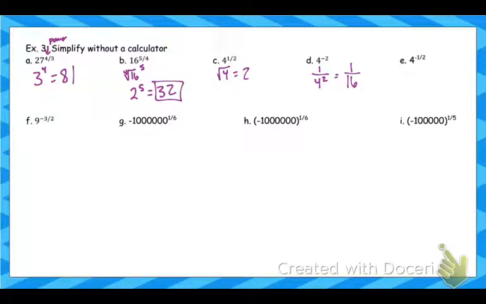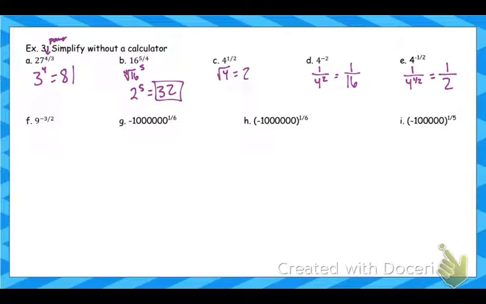So 4 to the -1/2. This combines both of these properties together. So negative exponent moves it to the bottom. 4 to the 1/2, that's the square root. So the square root of 4, and that's 1/2.